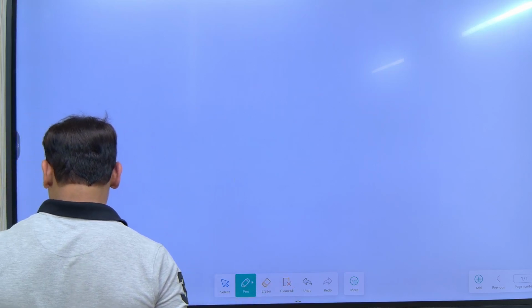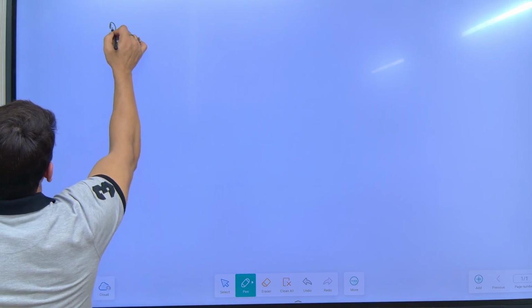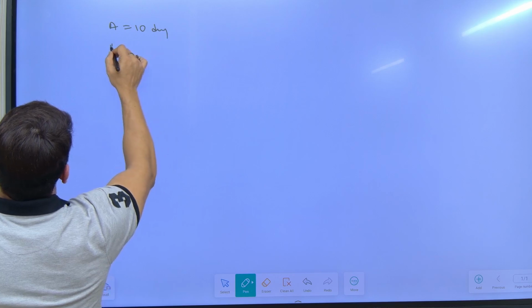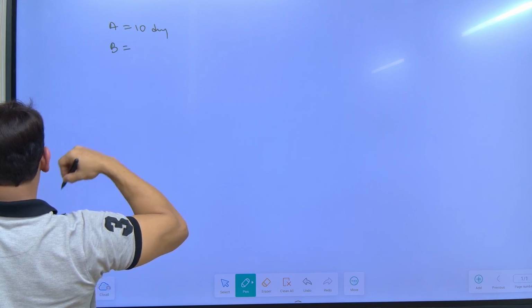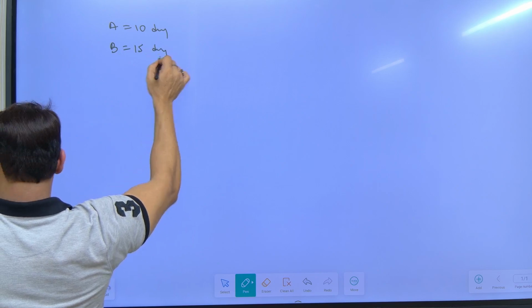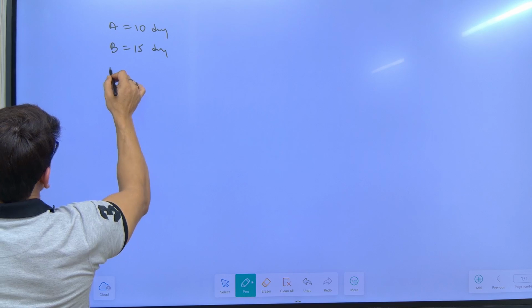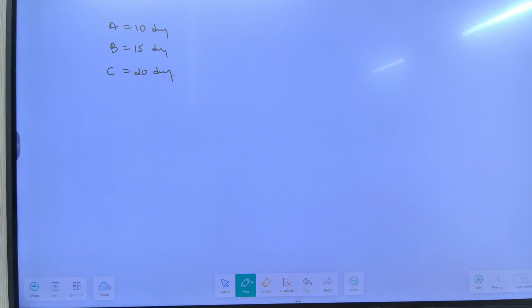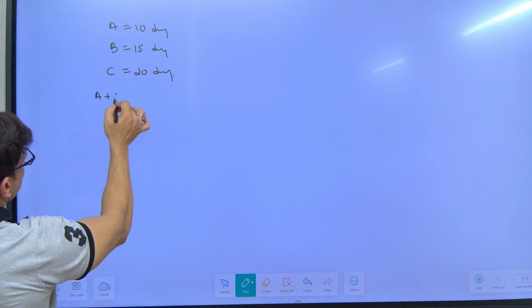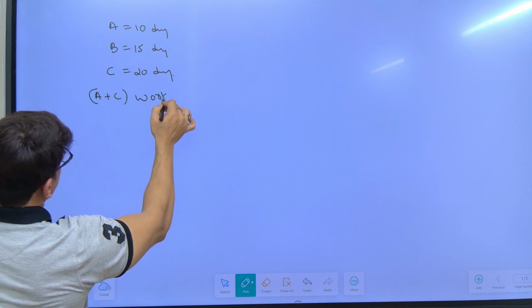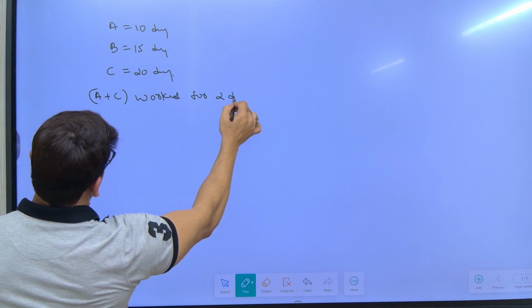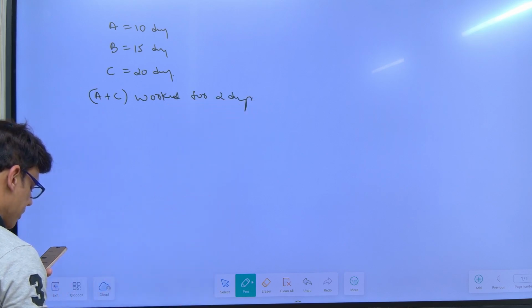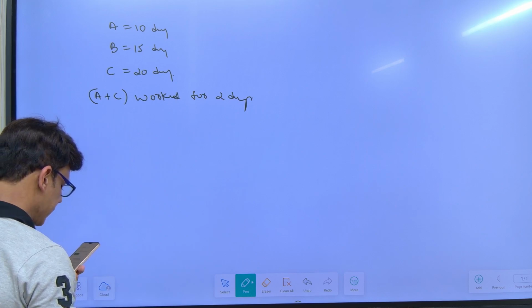Okay. A can complete a piece of work in 10 days. B can do the same piece of work in 15 days. C can do it in 20 days. So the question: A can do a piece of work in 10 days, B in 15 days, C in 20 days. A and C work together for 2 days.